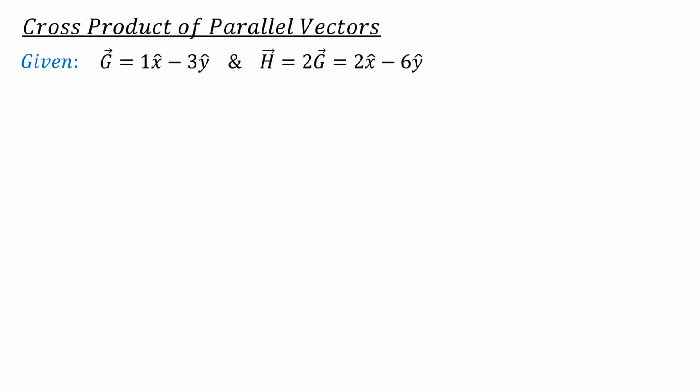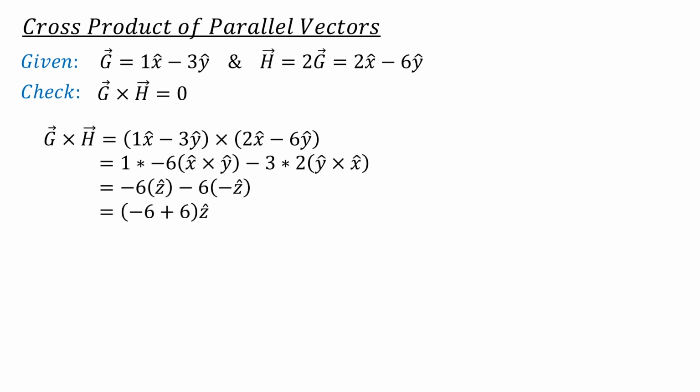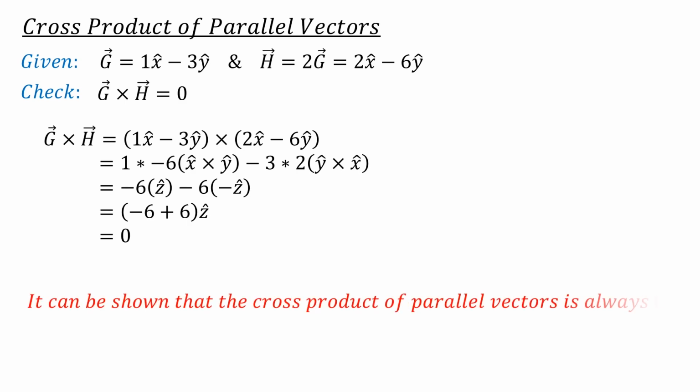Now, we are going to check to see if the cross product of vectors g and h is 0. Vector g cross vector h equals 1 multiplied by negative 6 x hat cross y hat minus 3 multiplied by 2 y hat cross x hat, which equals negative 6 z hat minus 6 negative z hat, which adds up to 0. It worked. It can be shown the cross product of any two parallel vectors is always 0.